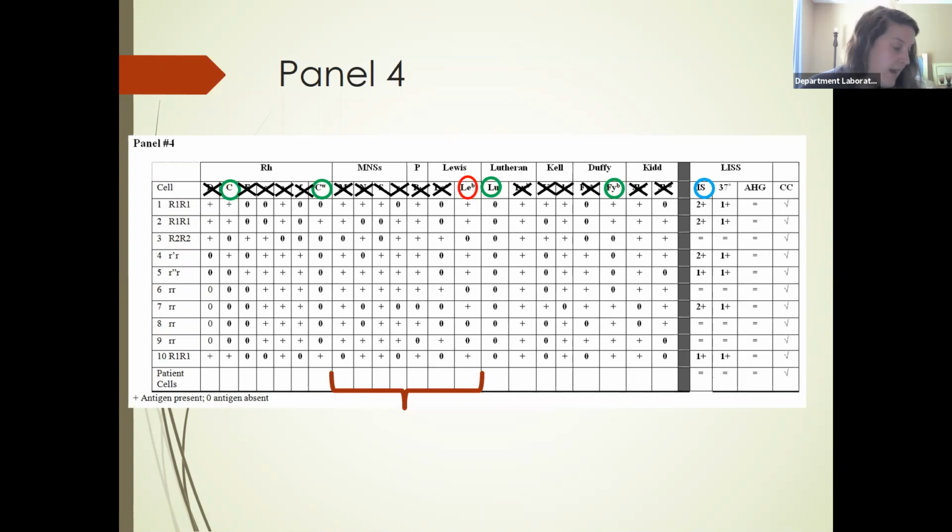One of your questions asks, what 2 techniques can you use to make this panel negative? All right, so we mentioned that we suspect this to be a Lewis, so this is an instance where we would definitely want to use neutralization. Once we perform neutralization, all of these reactions are going to become negative, and we can make sure there are no underlying antibodies as well.